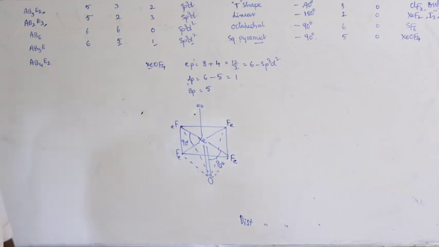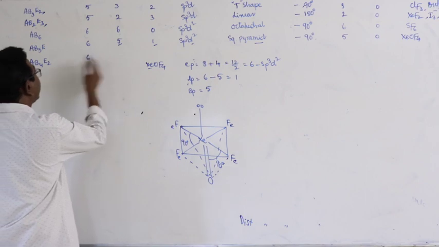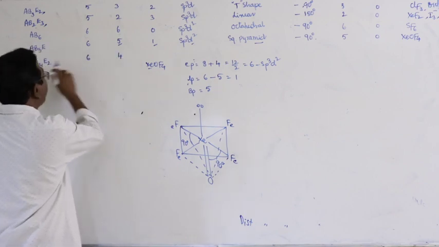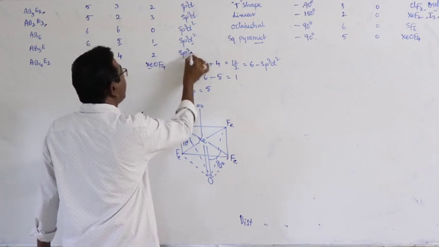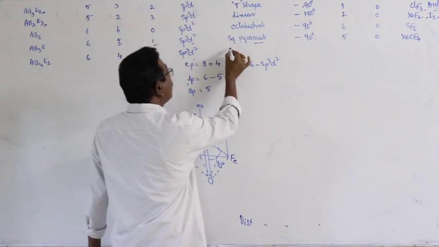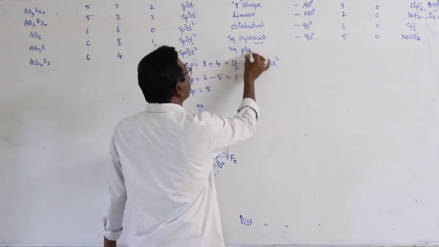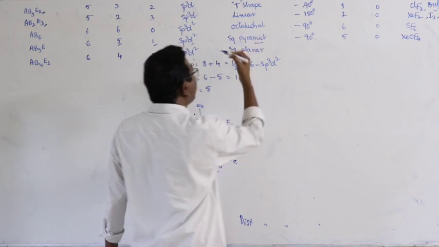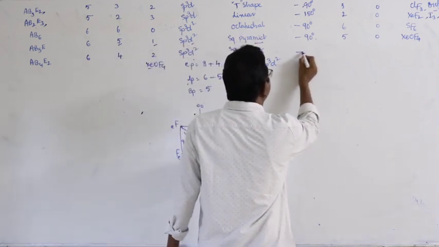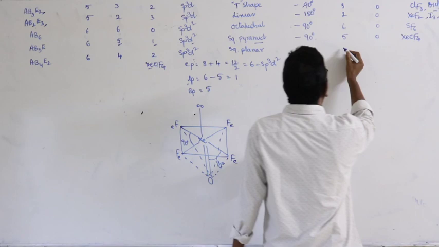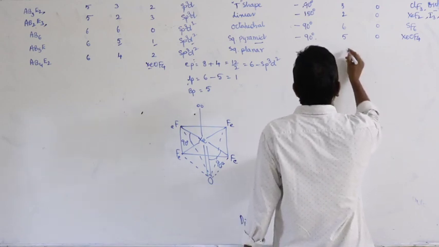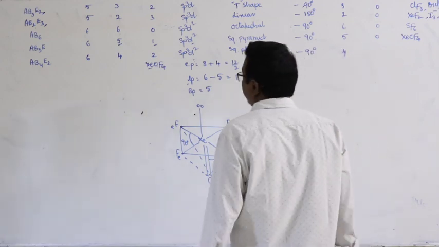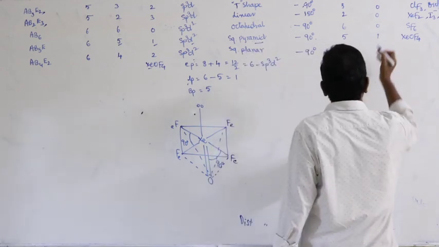Next, AB4E2. Number of electron pairs 6. Number of bond pairs 4. Number of lone pairs 2. Hybridization sp3d2, same sp3d2. And what about the shape? Square planar. Here square pyramid, here square planar. Bond angle 90 degrees. And here the number of sigma bonds is 4. Here we can put one pi bond.